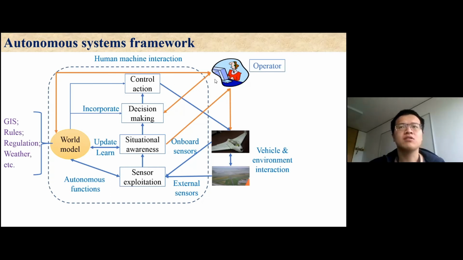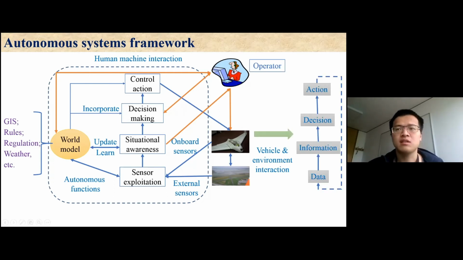And in some applications, human operation is also involved, such as driving a vehicle or operating a UAV. So human-machine interaction is also very important. To summarize, the autonomous system here is a closed system from data to information to decision and control action. And the objective for developing autonomous systems is to improve the safety, autonomy, smartness, and sustainability.